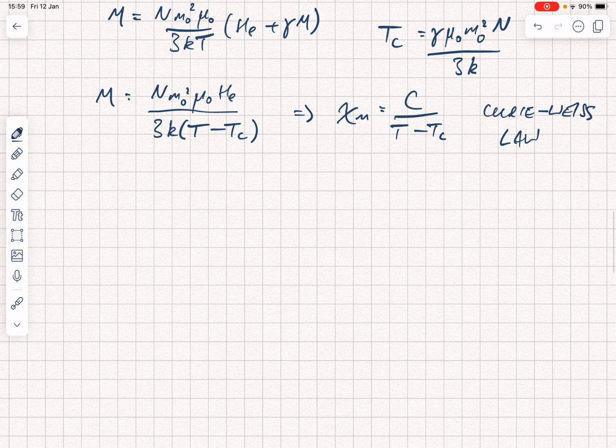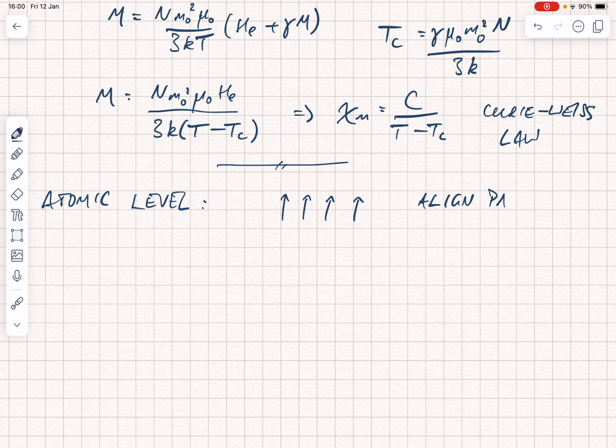Let me just give a few observations on the atomistics of what's happening in a ferromagnetic material. So we start on the atomic level, and on the atomic level, we find that the individual magnetic moments align parallel to each other. This is due to the exchange interaction. It's quantum mechanical, and as I said in the previous video, it's actually down to the electrostatic interaction between electrons and the Pauli exclusion principle. This is a very short-ranged force, but it's very strong.